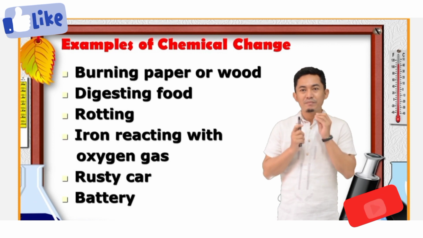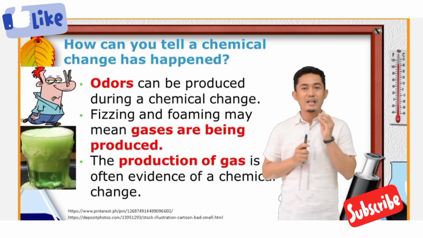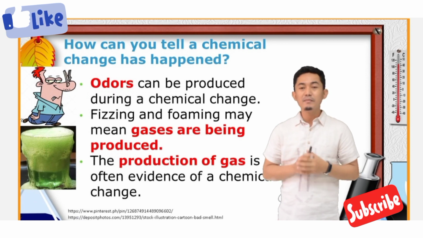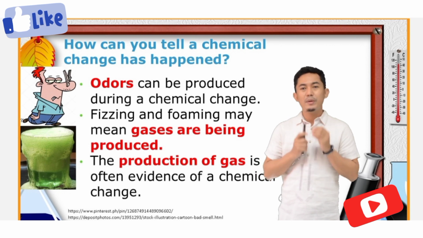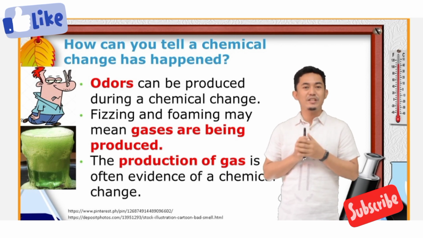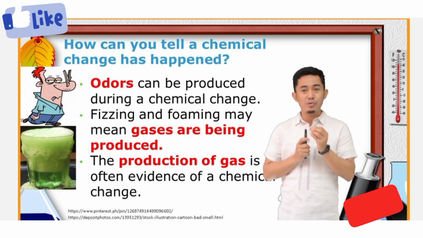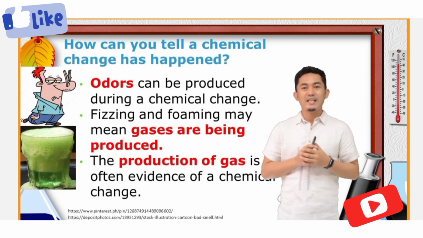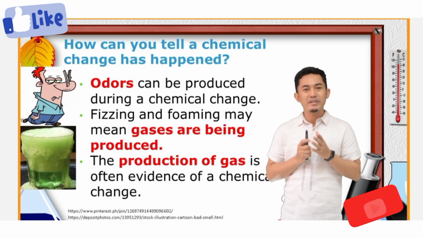Of course, you know the answer, but my question here is, how can you tell a chemical change has happened? There are signs to find the answer, and it has something to do with the following. First sign is the odors which can be produced during a chemical change. Second sign is fizzing and foaming, which may mean gases are being produced. Next sign is the production of gas, which is often evidence of a chemical change.